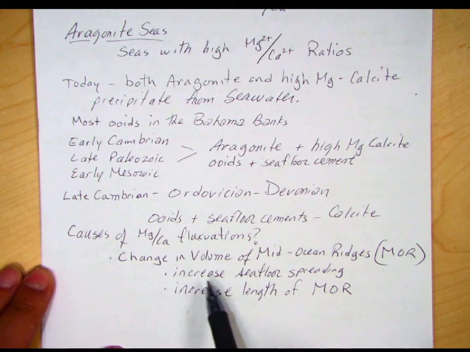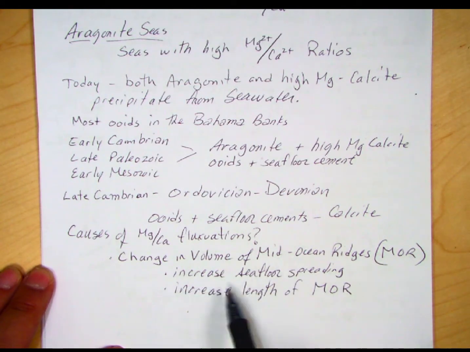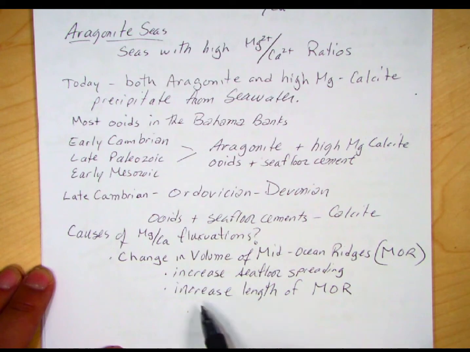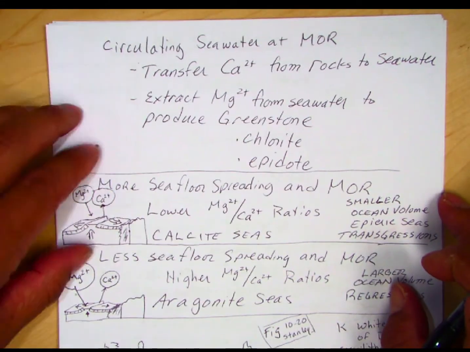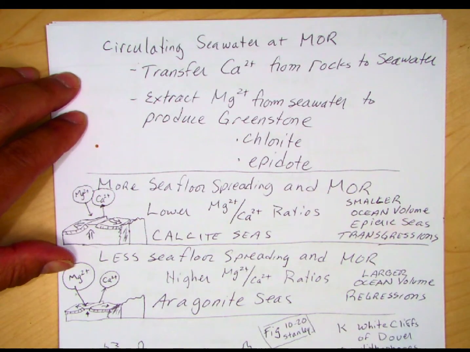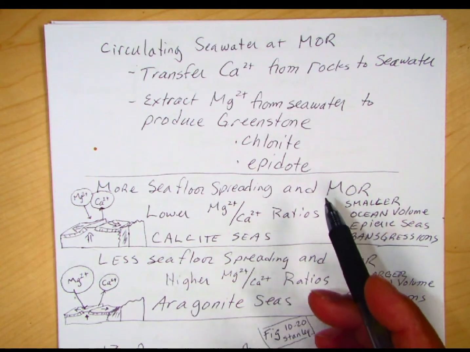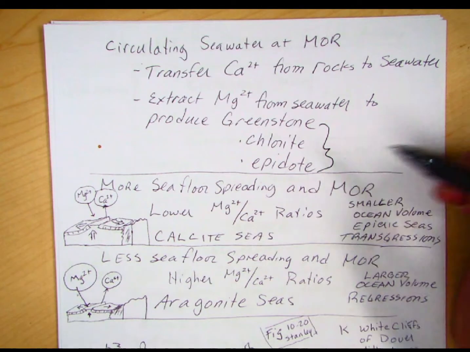So it's a change in the volume of the mid-oceanic ridge, MOR for mid-oceanic ridge. So if we increase seafloor spreading, we're going to make these ridges larger. We're going to get more hydrothermal circulation more quickly. We're going to increase the length of these mid-oceanic ridges. So with this circulating seawater at the mid-oceanic ridges, these hydrothermal vents, we're going to transfer calcium from rocks to the seawater. And we're going to extract magnesium from seawater to produce greenstone, chlorite, and epidote. So basically this is a kind of hydration alteration of basalt.